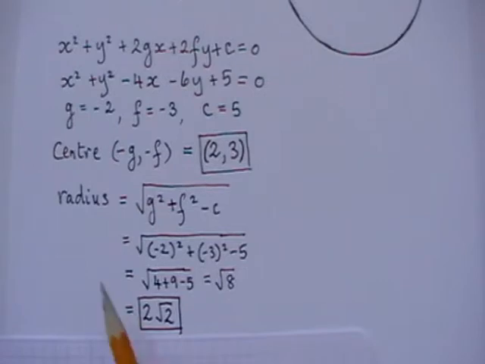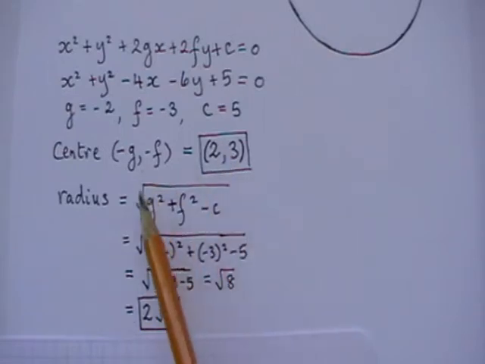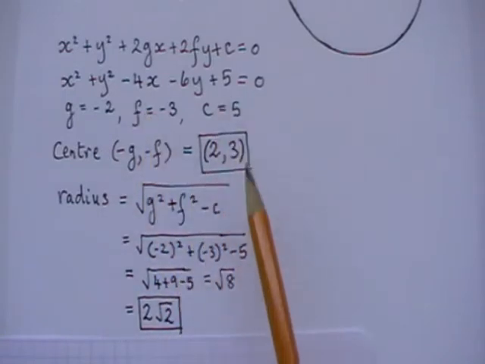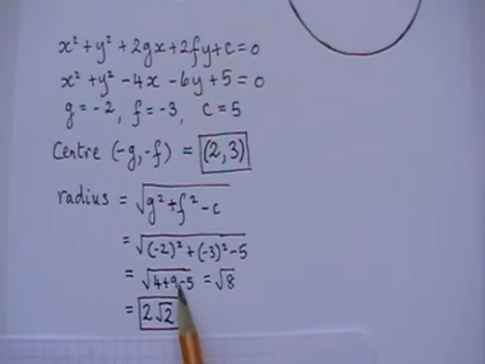Its radius is given by the square root of g squared plus f squared minus c. That's on page 19 of the tables. Substituting, (minus 2) squared plus (minus 3) squared minus 5 gives us 4 plus 9 minus 5, or square root of 8, which breaks down to 2 root 2.